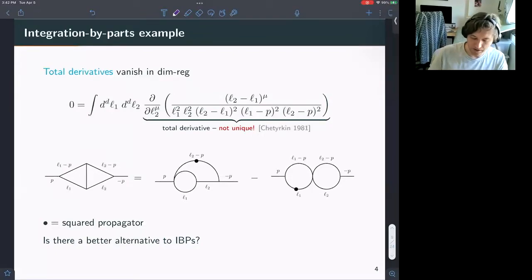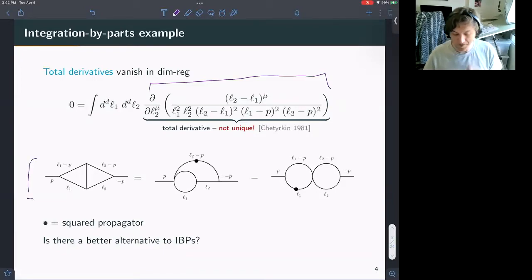It's really a simple statement. It's just that in dimensional regularization, the integral of a total derivative vanishes. So as an example, if I expand out this total derivative here and do some rearranging, I actually get this second line down here. And I see that this one Feynman diagram on the left is equal to a difference of two Feynman diagrams, where the black dot is indicating that this particular propagator has been squared. And to get rid of the square propagator, we have to do another round of integration by parts. So the question is, is there a better alternative to integration by parts to do this in generic dimensions?